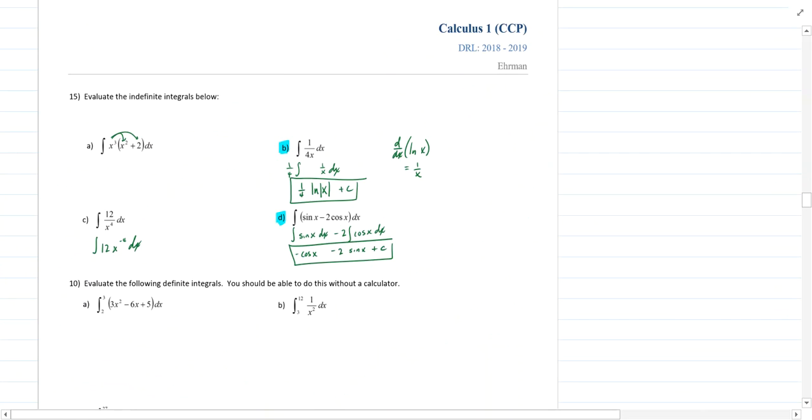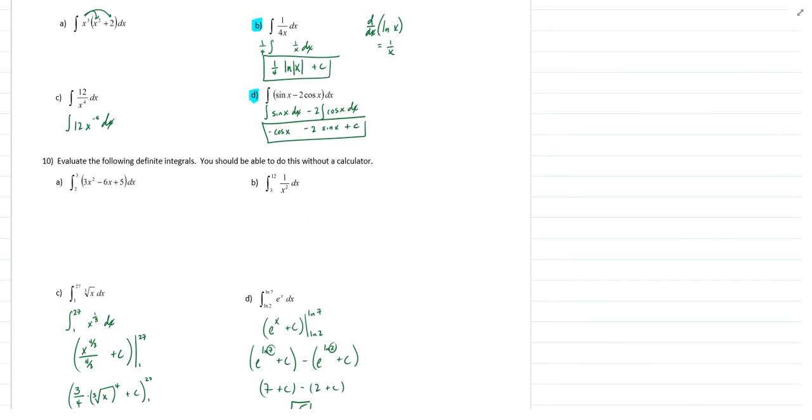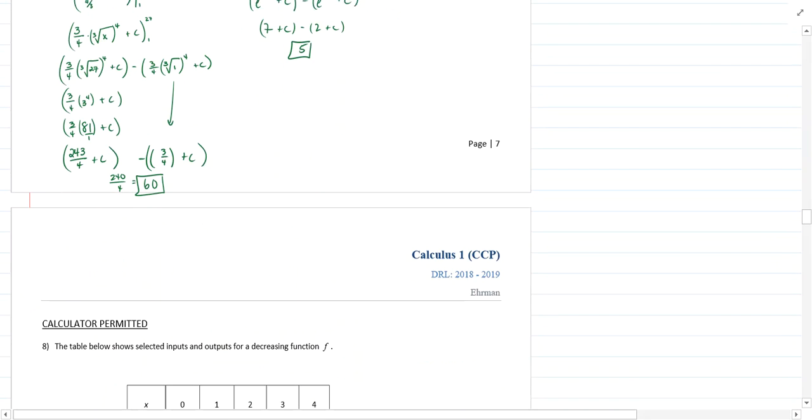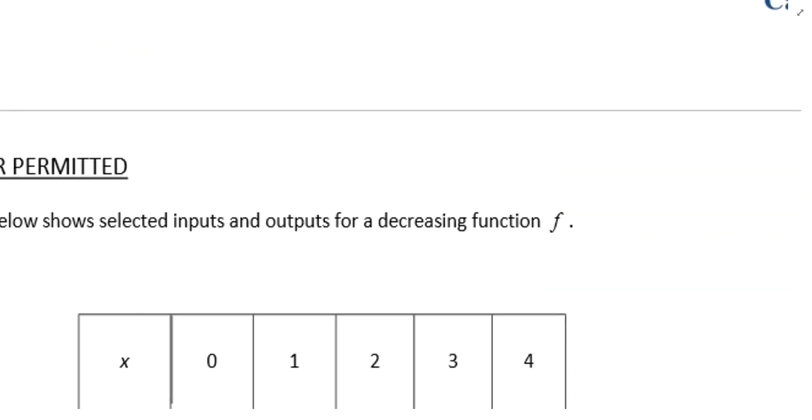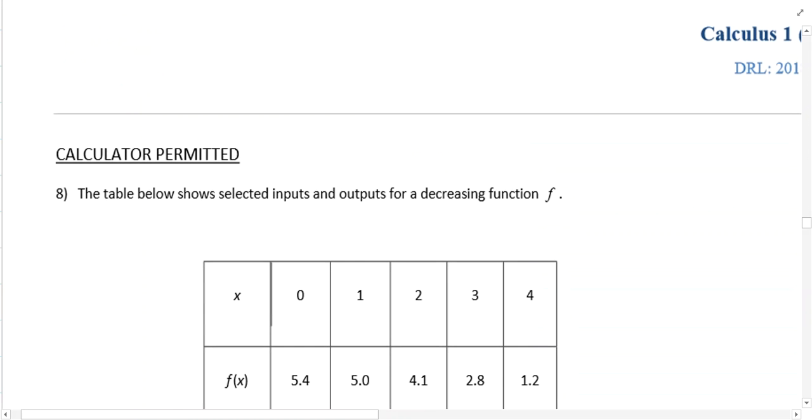Now, if you've got questions on the problems that I skipped, or if you find any disagreements with the answer key that I've got posted, please let me know. I'd be happy to clarify with you as I can. Now, I think that brings our no calculator portion to a close. In the remaining videos, we'll talk about the calculator permitted portion of this exam. Thanks for watching.